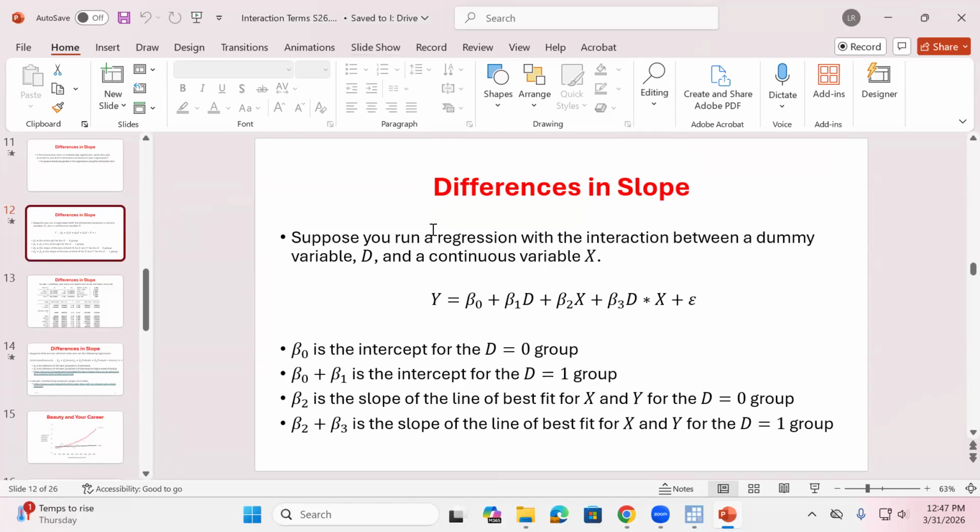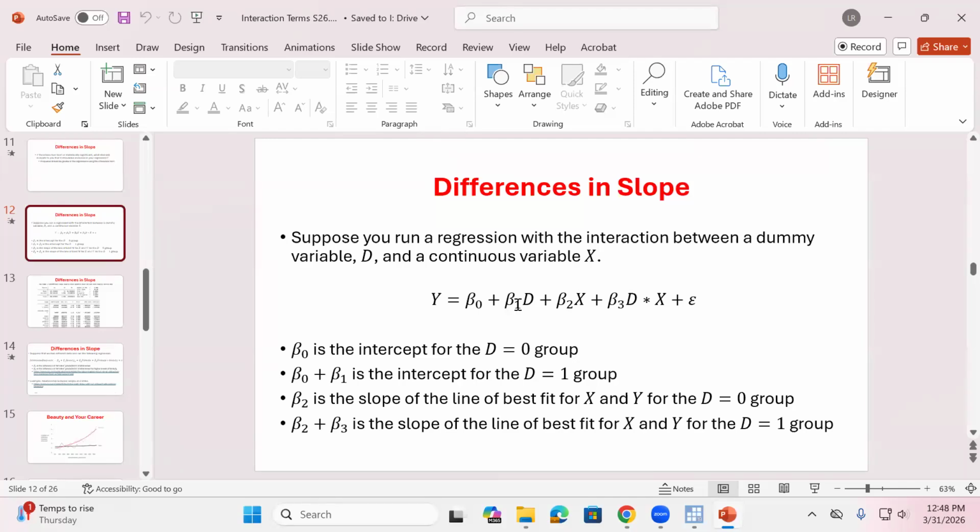Okay. So what we started doing was thinking about interacting dummy variables with dummy variables. And then we moved on to thinking about interacting dummy variables with continuous variables. Right? So what we covered last class was, let's say I've got some y variable. I'm trying to predict it. And I'll use this as a dummy variable. And then I've got a continuous variable. Okay. And then I'm going to include an interaction of the two.